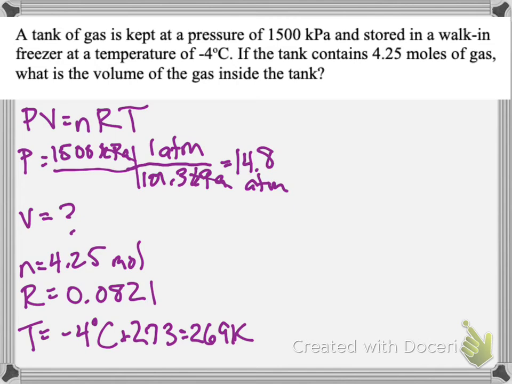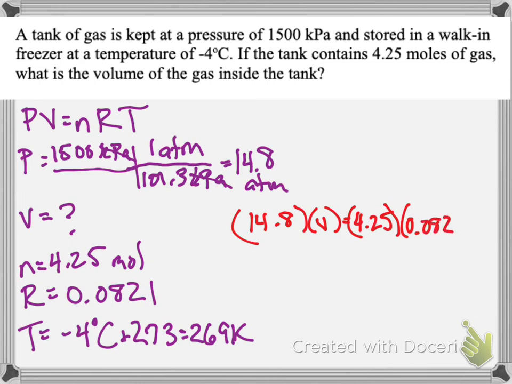So we're just going to go ahead and plug in these numbers. I'm going to use a different color for that just to mix it up. And we're going to have 14.8 times V is equal to 4.25 times 0.0821 times 269. So, to solve this, it's going to be pretty simple. On the left-hand side, you have 14.8 times V, and I'm just going to go ahead and put those together.